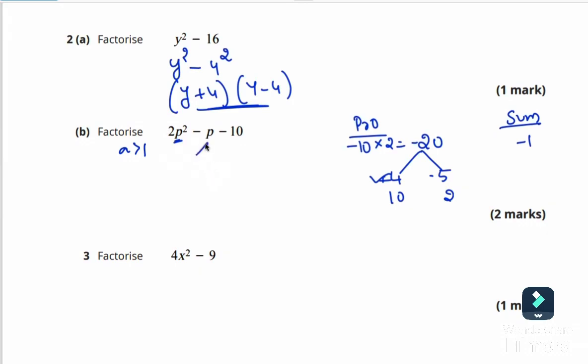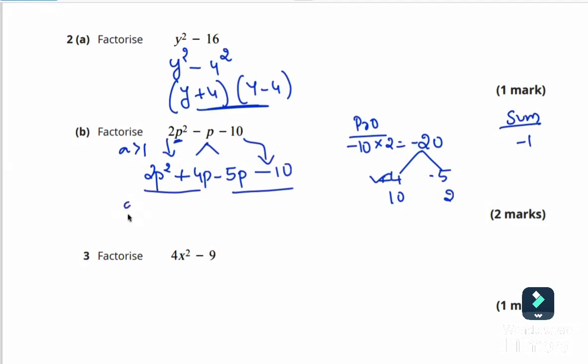Here we are going to split the middle term. Write the first term as it is, as 2p square minus, write the factors, minus p you write as the factors you choose here, which is going to be 4p minus 5p, and write the last term as it is as negative 10. Okay, so now you group them and factorize them.